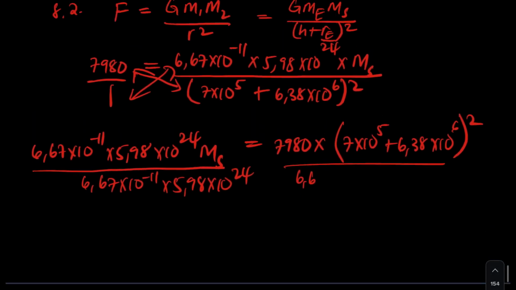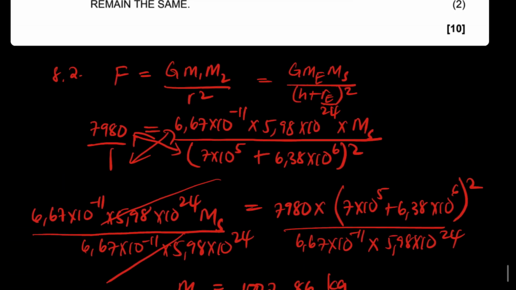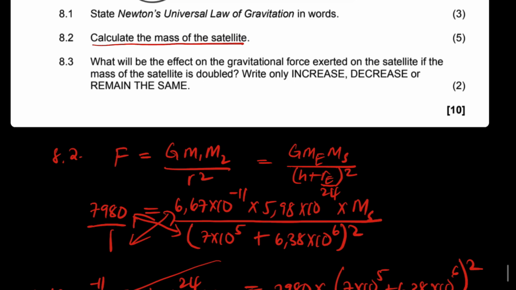So 6.67 times 10 to the power negative 11 times 5.98 times 10 to the power 24, that and that will cancel. So you have the mass of the satellite. If you punch that in the calculator, it will be 1,002.86 kilograms, right? I hope that makes sense, guys. That marathon of maths there.